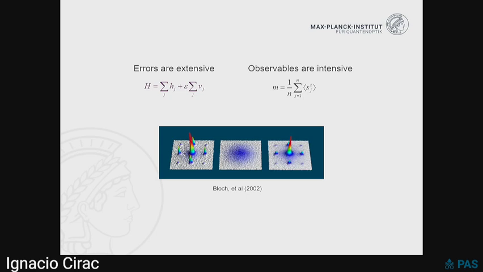And even though the state is completely orthogonal to the ideal one, when you measure observables, it turns out that this factor of n cancels. So if you look at intensive quantities, then it is not dependent on n. And so what we have tried to do is to formalize that.